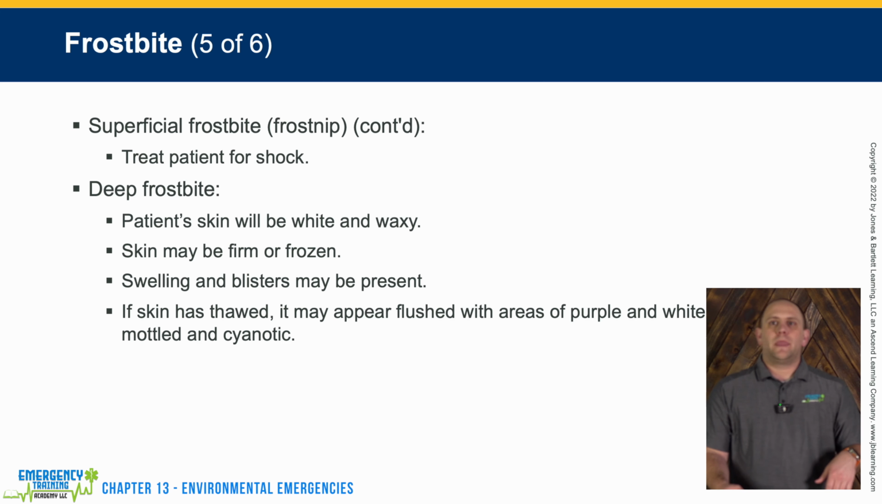With deeper frostbite, we're going to start to see the skin become white and waxy. It may be firm and frozen at that point. The fluid underneath the tissue has frozen solid. You may start to see blisters. And once the skin begins to thaw, you may start to see different areas of purple or white. That is mottling or cyanosis in the skin, where it's not getting the nutrients and the oxygen and different things that it needs, having been frozen.